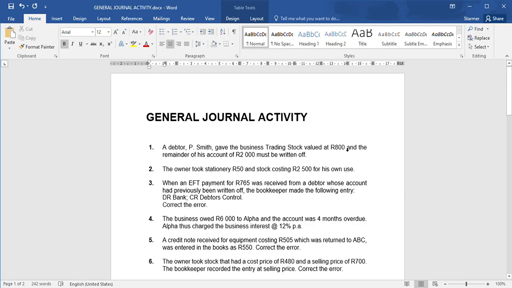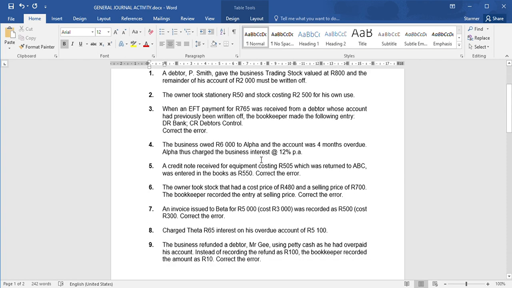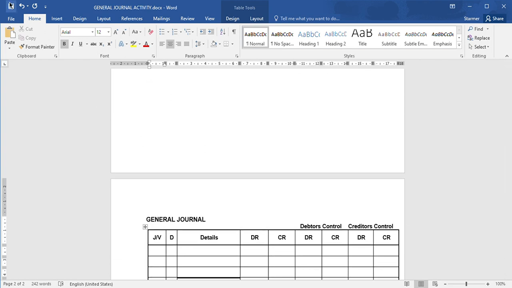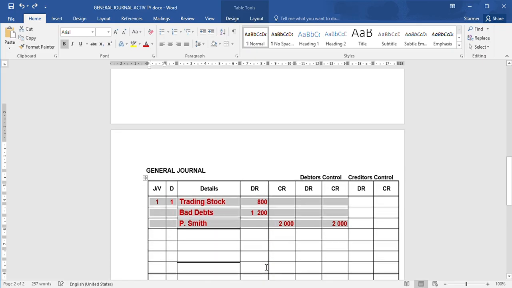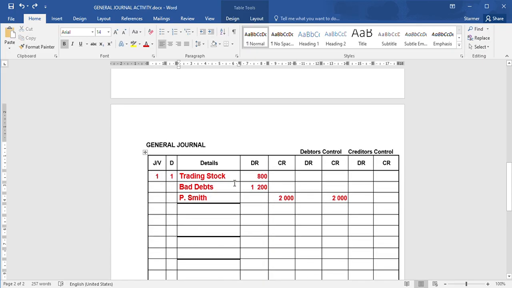In this entry here, 3 accounts are going to be affected. Trading stock, bad debts because he's not giving us the entire value of his account, and then obviously your debtor's control as well. Trading stock will increase, your asset increases because he's giving us stock. Bad debts is an expense here, so you will need to debit your expense, and then P. Smith, the debtors account, will decrease by the full 2,000 Rand.